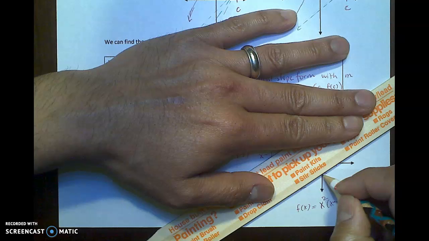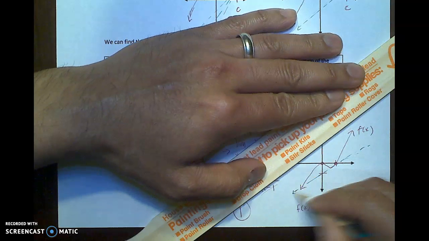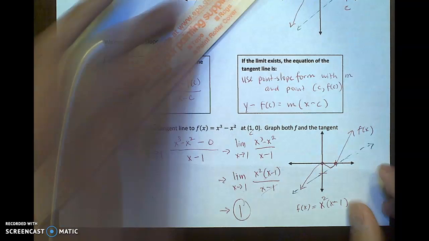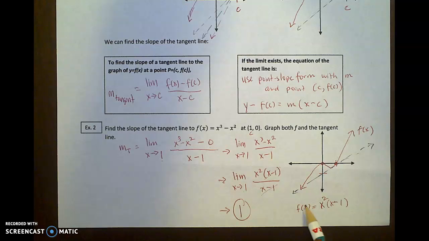I didn't do that good of a job of graphing this, but here it is. There is the line tangent at this point. The slope of that line, what we found out here, is 1.